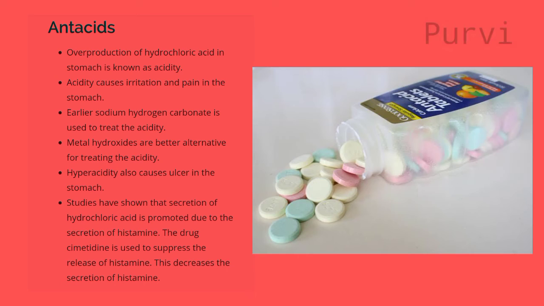Antacids. Overproduction of hydrochloric acid in the stomach is known as acidity. Acidity causes irritation and pain in the stomach. Earlier, sodium hydrogen carbonate was used to treat acidity. Metal hydroxides are a better alternative for treating acidity. Hyperacidity also causes ulcers in the stomach.